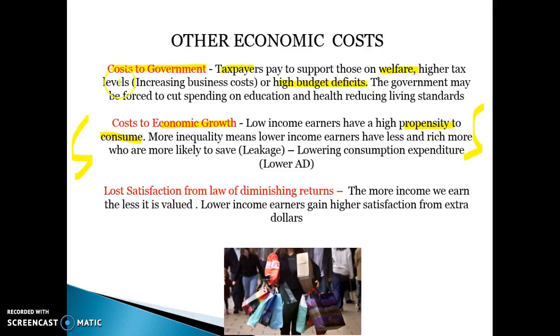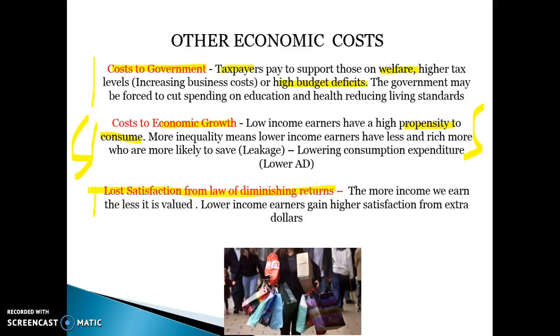And the third thing, so one, it costs the government, two, it can reduce aggregate demand, and thirdly, there is lost satisfaction from the law of diminishing returns. But basically what we're saying there is the low-income earner is going to get more out of the extra dollar than the high-income earner. So a more even distribution of income would maximise the value of income because the low-income earners would value it more.